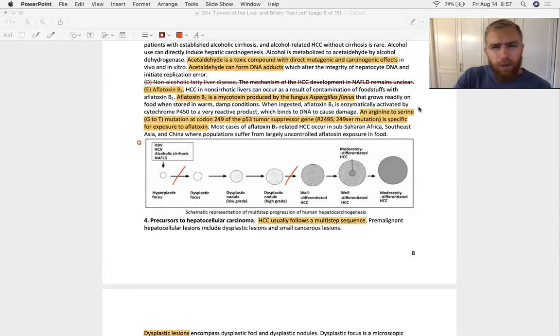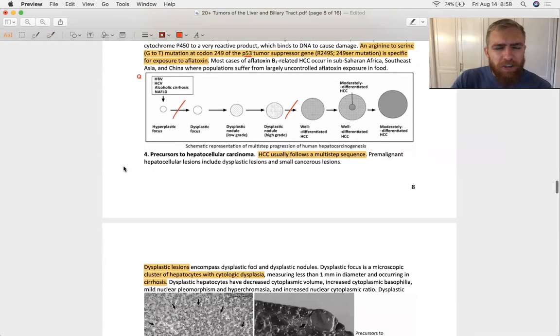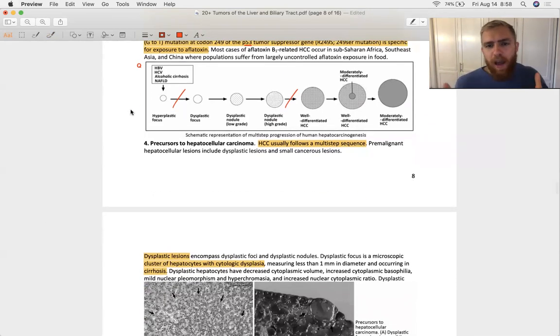And so this particular mutation, the arginine to serine at codon 249, is mentioned within here twice. I don't think they want you to remember the whole thing. I just think they want you to recognize that aflatoxin B1 manipulates P53 to switch it off. So HCC has a progression, just like how we looked at colorectal carcinoma, and that had a progression as well. So I would say just have a general understanding of it.